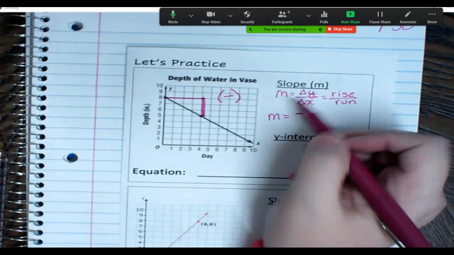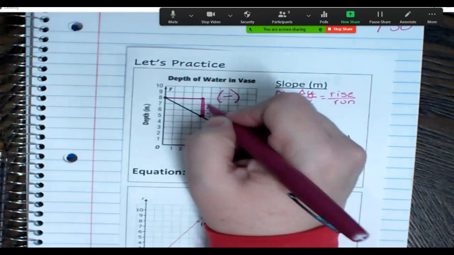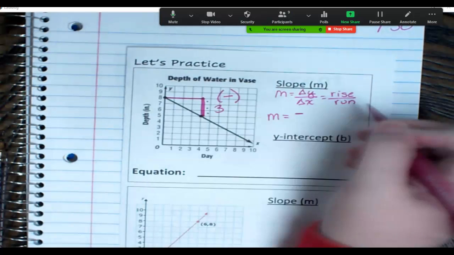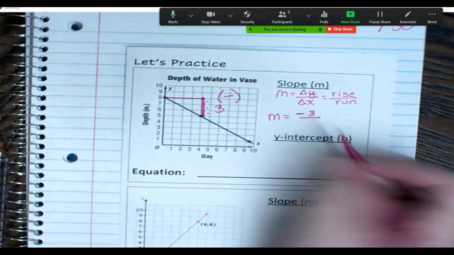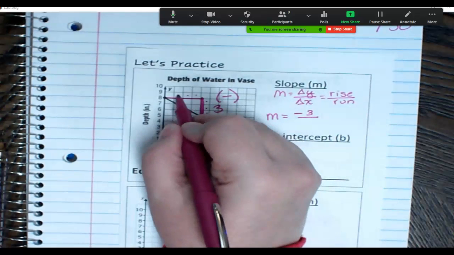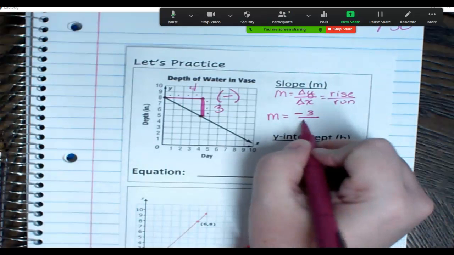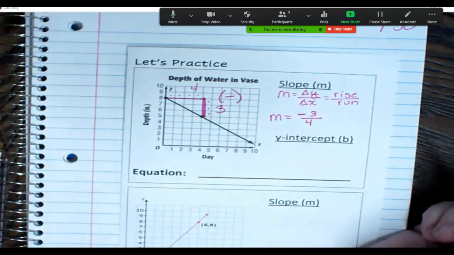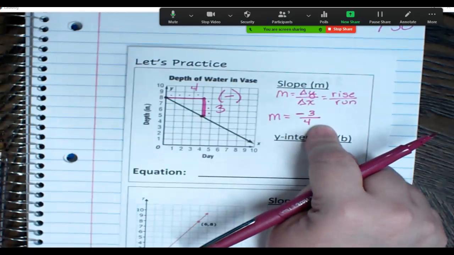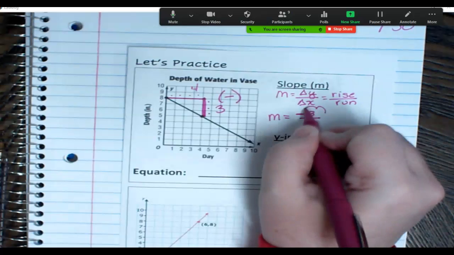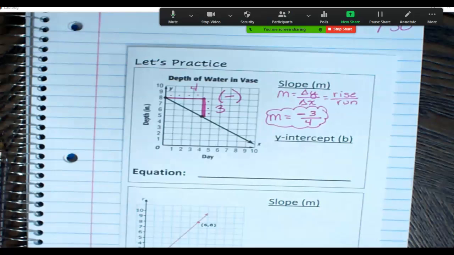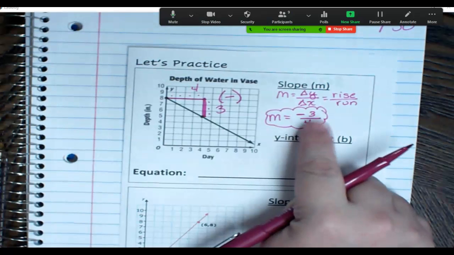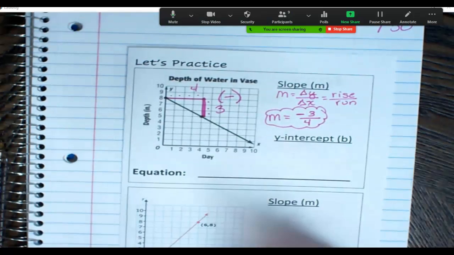Change in y, vertical. How much did this go up? 3. So we're at a 3. Now I need to do the run. How much did it go over? 4. So there's my 4. So what's my slope? Negative 3 over 4, negative 3/4. Can I simplify that? Nope. So I'm just going to put a bubble around it. I'm not going to box it because it's not my final answer. I know it's important, I need to use it to make my equation.